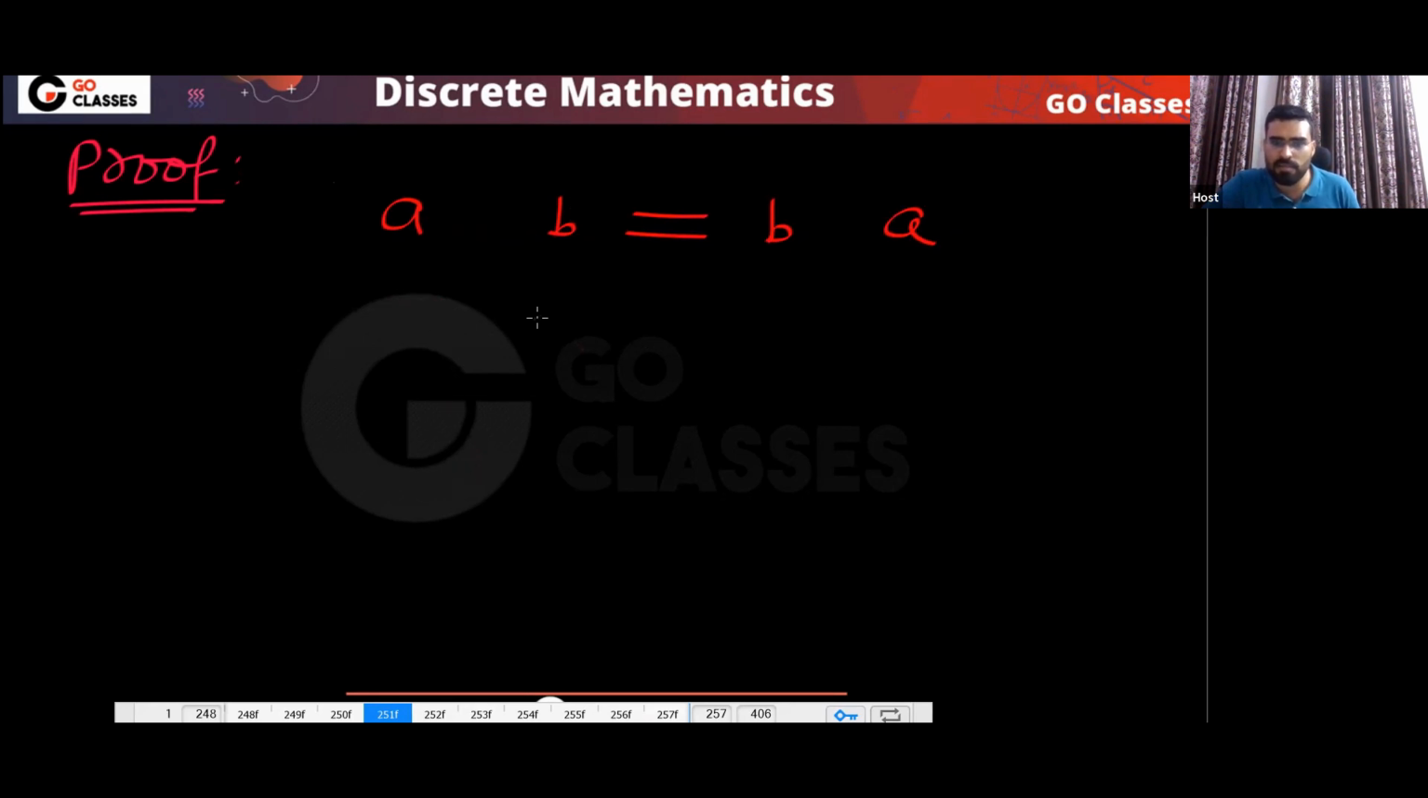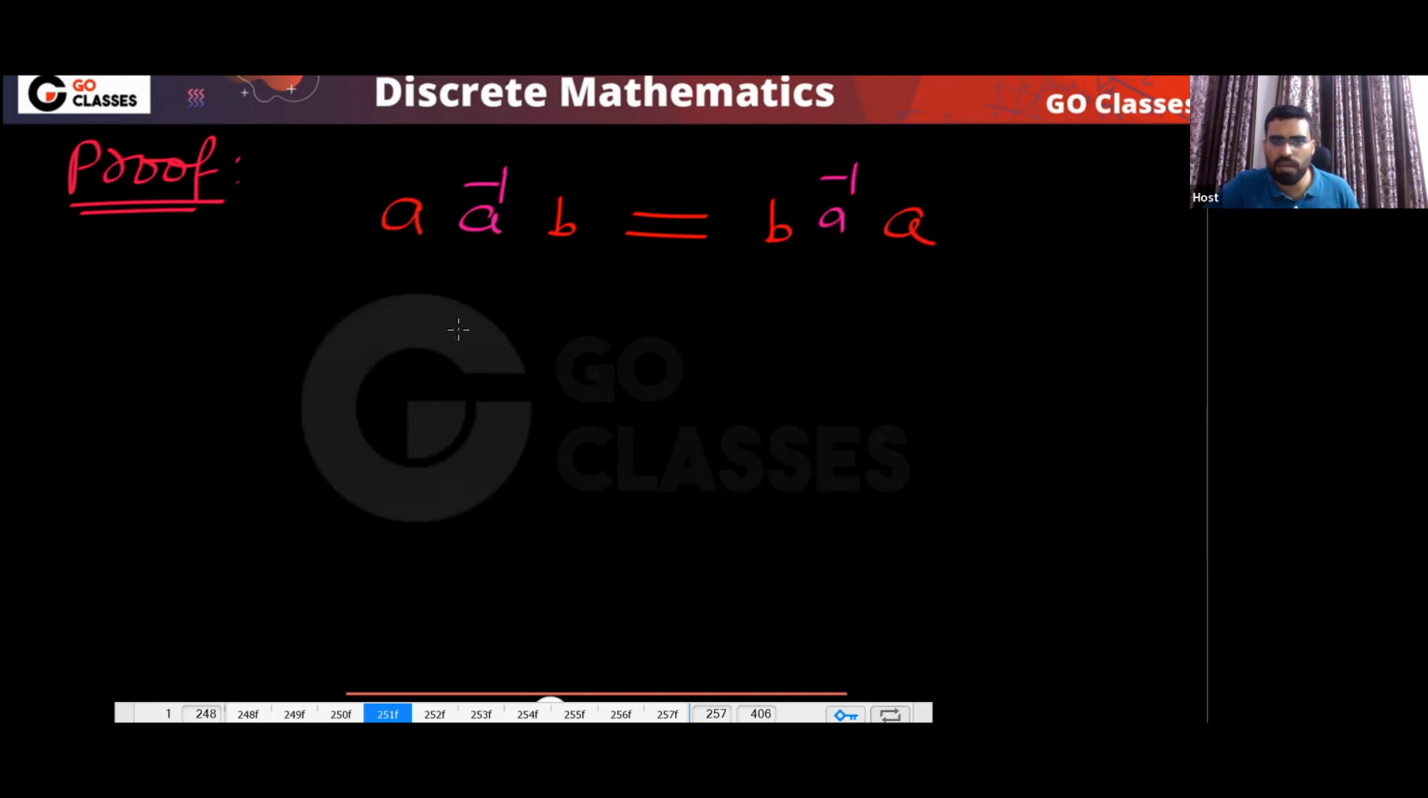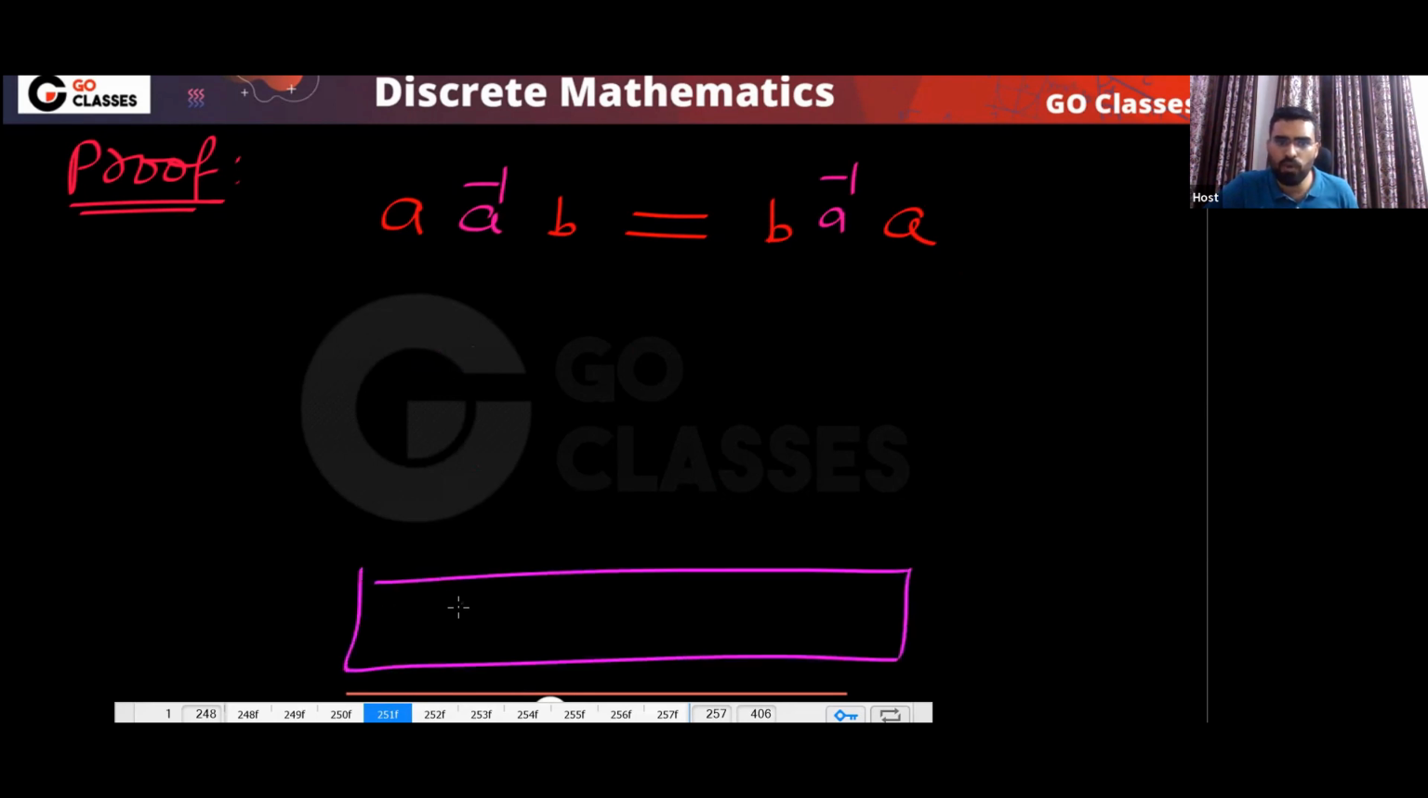My target is this. I should put A inverse in the middle. If I put A inverse in the middle, then this is the same. This is correct. You cannot put the identity element in the middle. Don't put the identity element in the middle, because we want to prove this. We want to reach here. Our target is this. So what should I put in the middle? I should put A inverse.